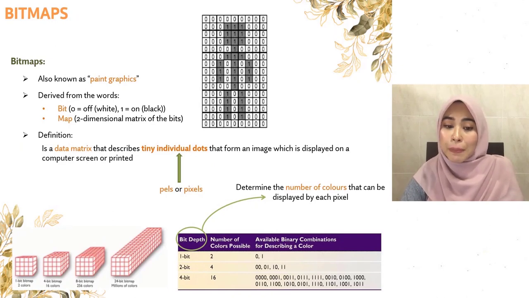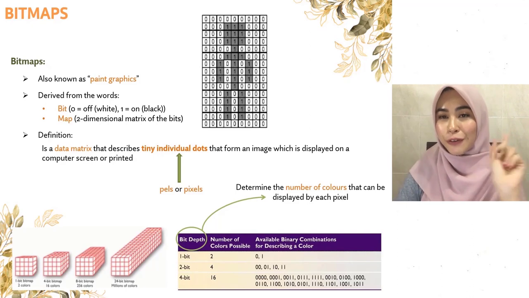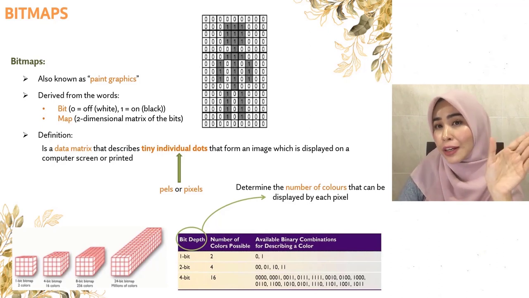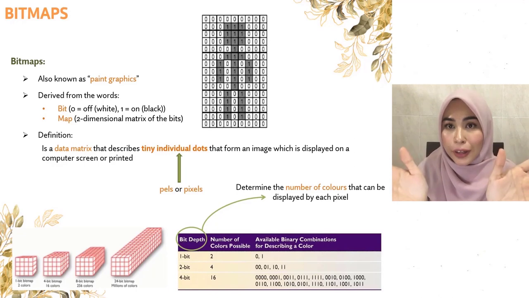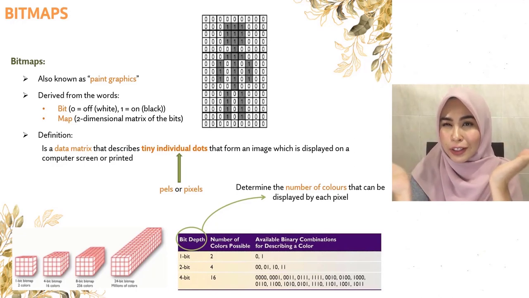It says here that bitmaps is also known as paint graphics. Now, like I've mentioned earlier, there are two types of graphics. Can you name them? The first one is bitmap, and the other one is vector. Bitmap is known as paint graphics, whereas vector is known as draw graphics. Paint and draw. Now, can you see the difference?